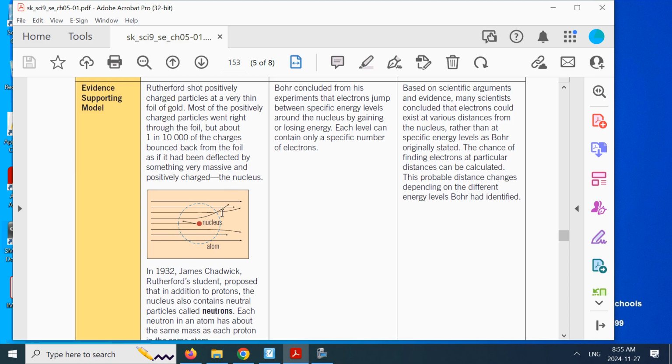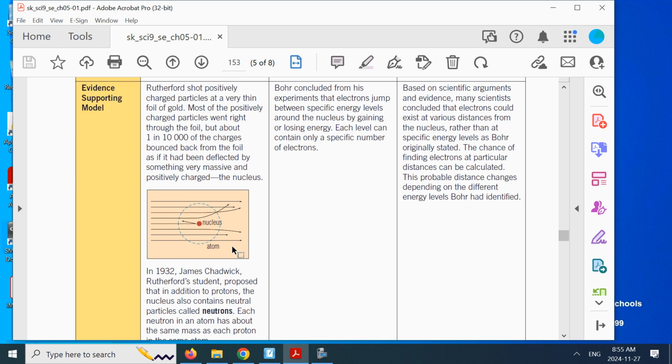Now you can see this diagram. For the most part, boom, they would go straight through. But if they got close to this nucleus, it would bounce back, just like magnets. Opposites repel each other or deflect. Every 1 in 10,000, you'd see this evidence.